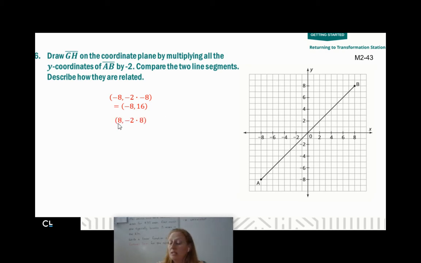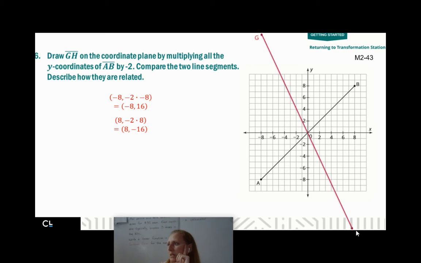Again, x coordinate staying the same, the x coordinate is fine. I'm going to multiply my y coordinate by a negative 2. So if I multiply these guys, I get a negative 16. Wow, so now when I go to plot my points, I need to go negative 8 to positive 16, which is way up there. And then I need to go positive 8 to negative 16, which is way down here.